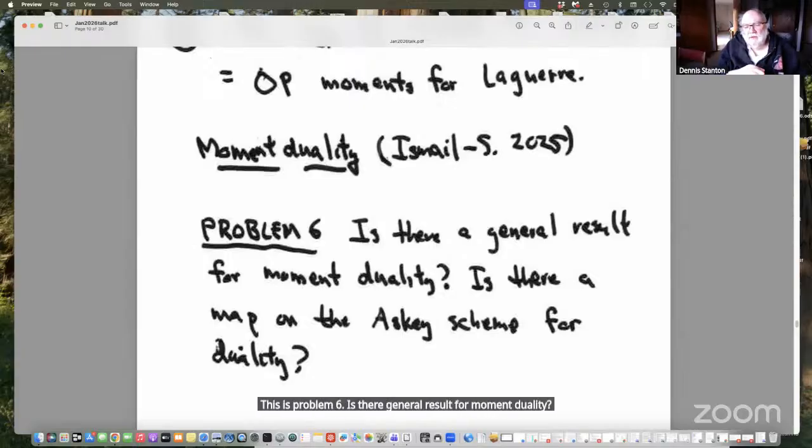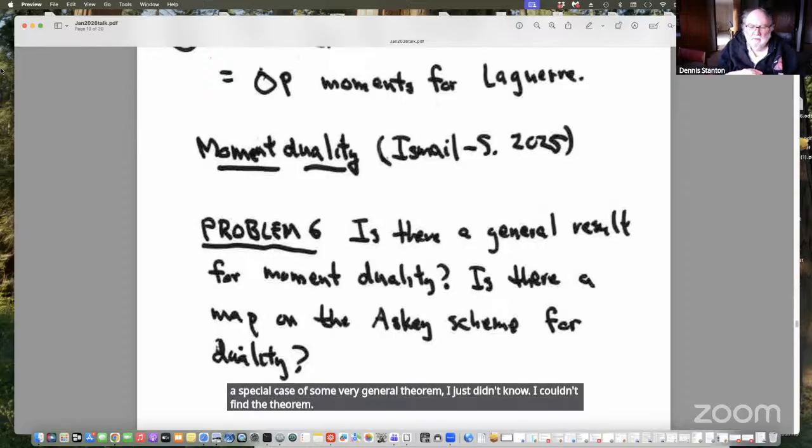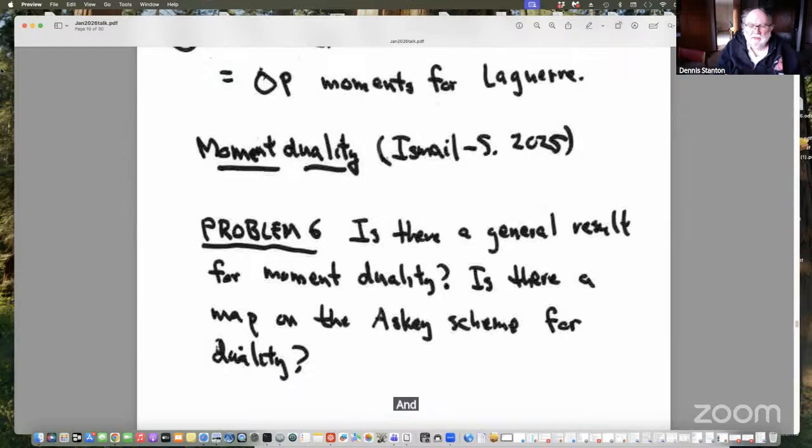In fact, I was almost sure that these examples had to be a special case of some very general theorem. I just didn't know. I couldn't find the theorem. And is there a map on the ASCII scheme that does duality, that maps polynomials to their duals? I don't know. So this all appears in this paper with Morad called moment duality for orthogonal polynomials.